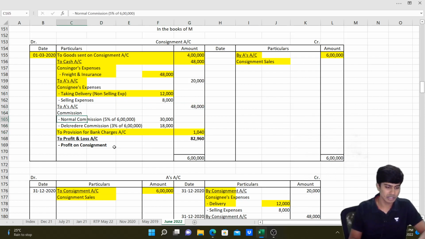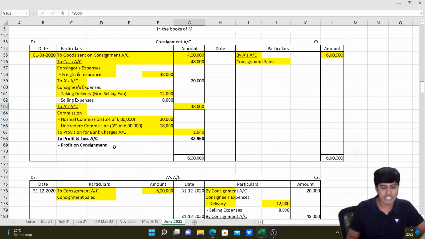And now we know the sales 6 lakh. I can also make commission entry to A's account. The entry is consignment account debit to A because we need to pay A. A is a liability, credit. Consignment debit because it is expense. So I'll write to A's account commission normal and del credere 5%. Normal commission 3%. Del credere commission total 30,000 plus 18,000, 48,000.